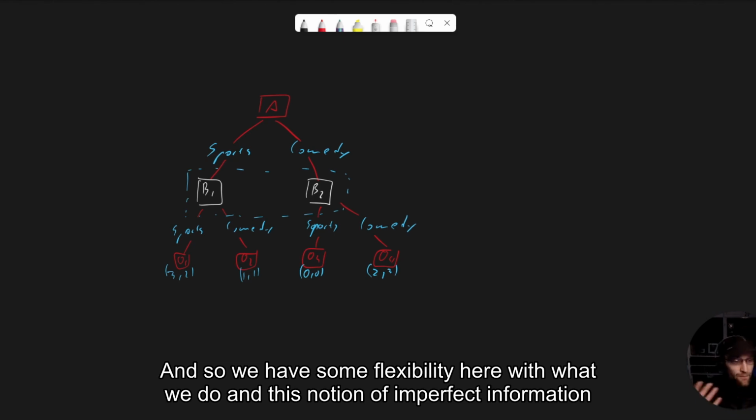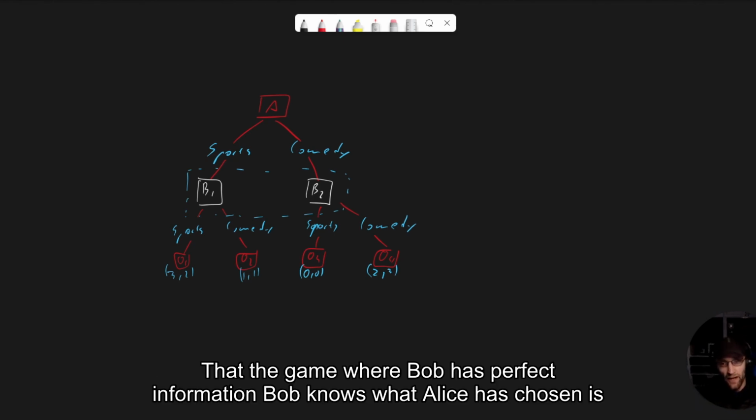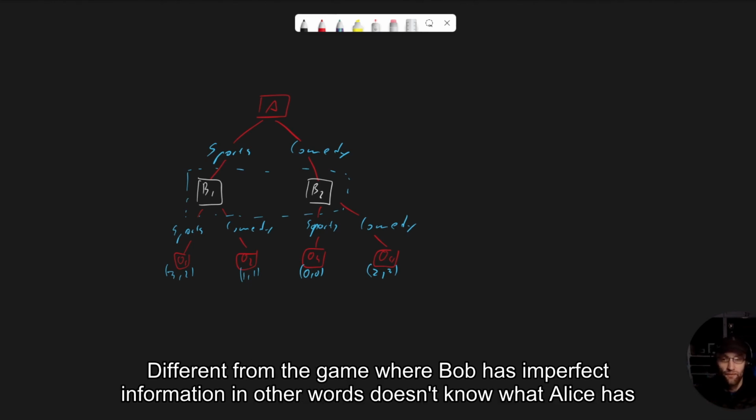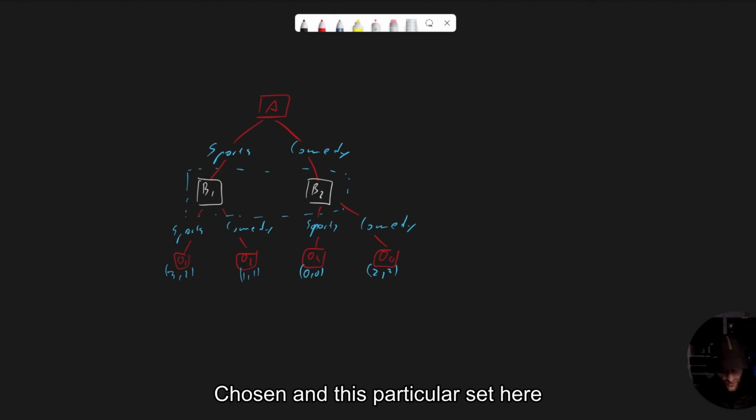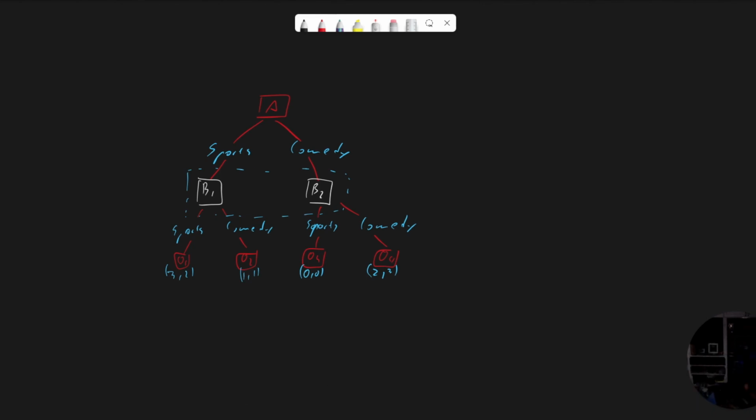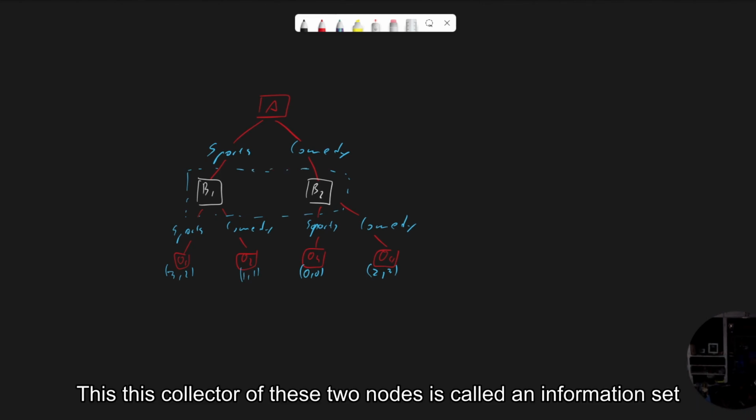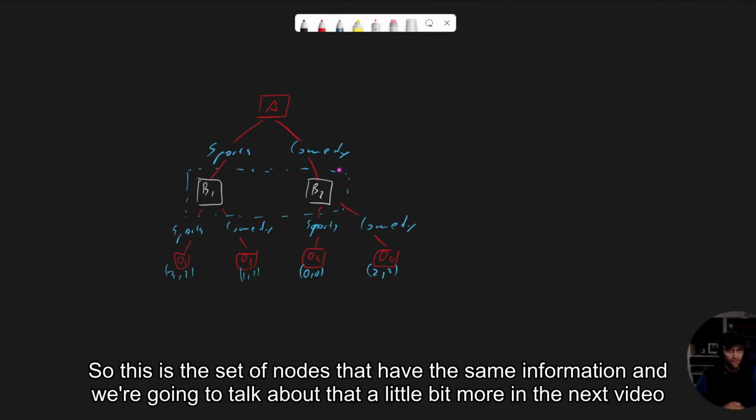And this notion of imperfect information: the game where Bob has perfect information, where Bob knows what Alice has chosen, is different from the game where Bob has imperfect information, in other words, doesn't know what Alice has chosen. And this particular set, this collection of these two nodes, is called an information set. So this is the set of nodes that have the same information. And we're going to talk about that a little bit more in the next video.